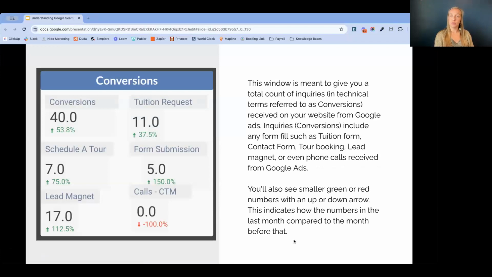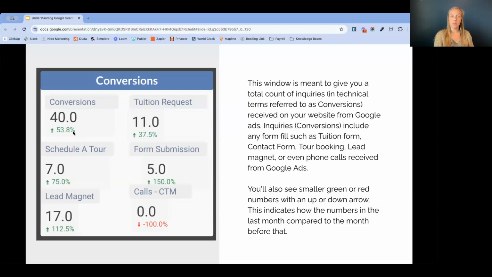So this is what that first little window would look like. Your first little window is meant to give you your total count of inquiries, or what we call conversions. Remember, those conversions include anything that anyone fills out on your website: tuition, contact form, tours, lead magnets, or, like I mentioned, even those phone calls. So you'll see this school here had 40 conversions during the month of February.